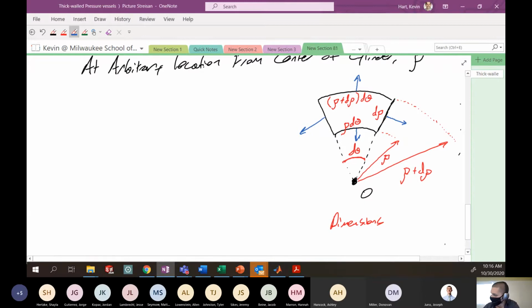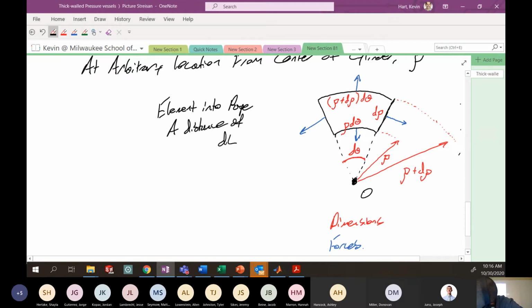I'm going to write these in terms of forces. And we're going to make an assumption here that this element goes into the page a distance of dl, some unit length into the paper, or the whiteboard as it may be here, or the writing pad, or whatever you want to call it.